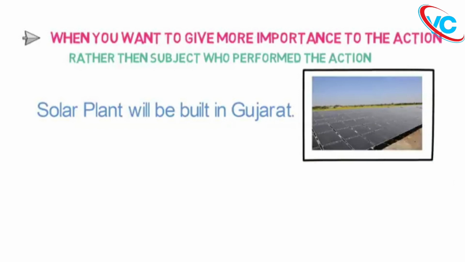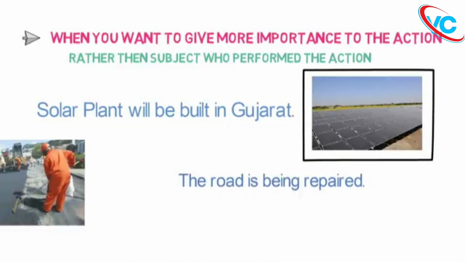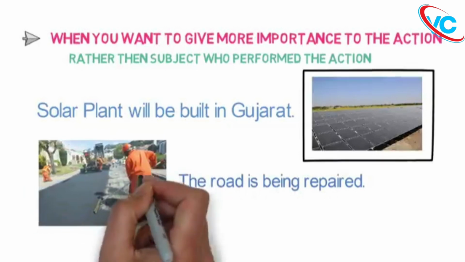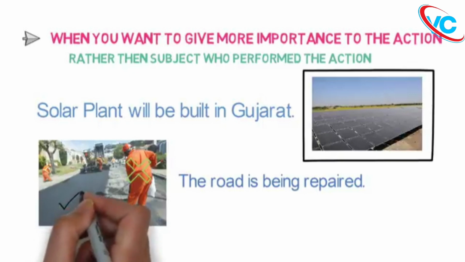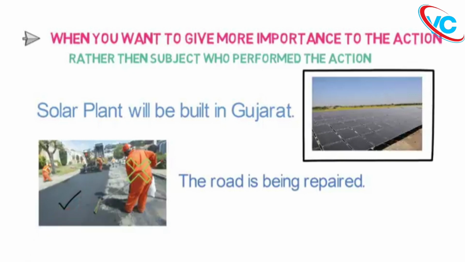Let's see the next example. The road is being repaired. Here also we are not interested in who is repairing the road. We are interested in the repair activity. So these are the main two cases where you can use passive voice. That's all in this video about active voice and passive voice.